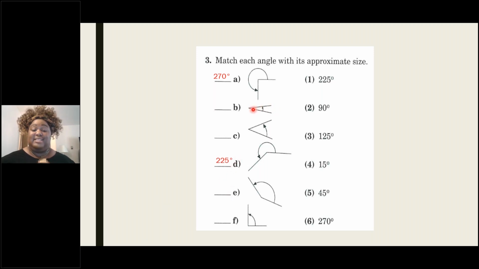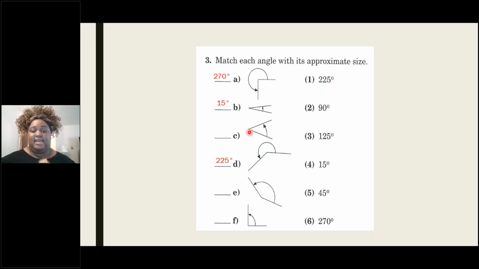Looking at B, I see that the sides are very close together, which lets me know that this angle is very small. So I'm going to look for, and it's smaller than the other angles here. So looking at these numbers, that lets me know that that's going to be 15 degrees. So it's not 0, but it's definitely less than 90. So it's an acute angle. It's 15 degrees.